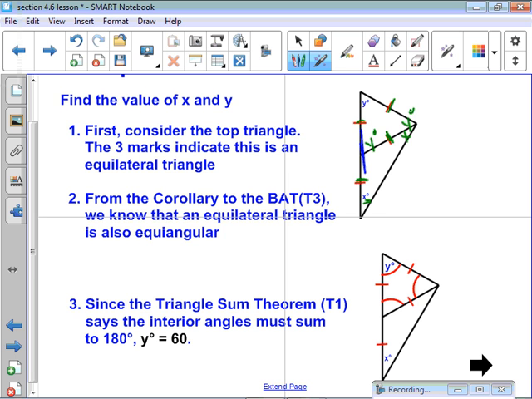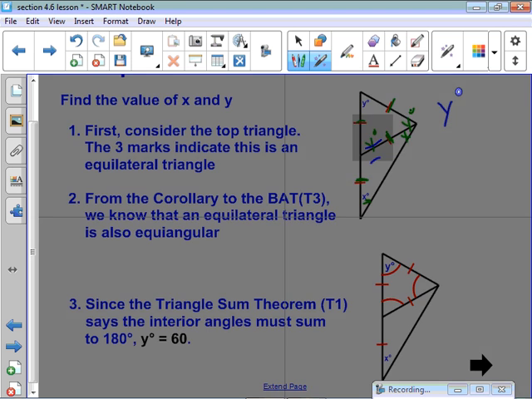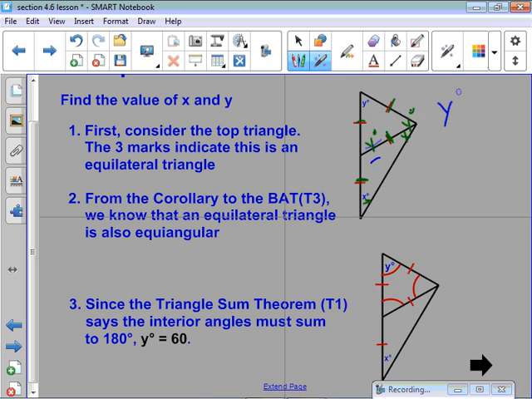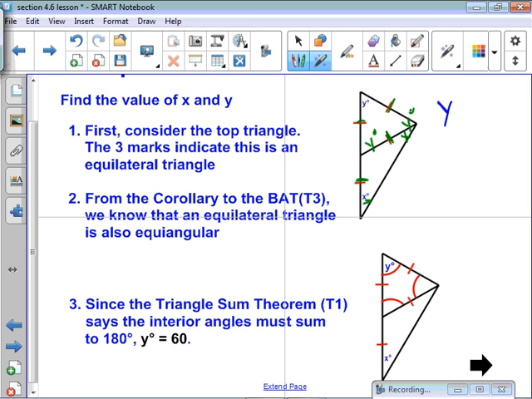This is a straight line, so this angle here and this angle here must be a linear pair. So y degrees plus this guy here is equal to 180. So I know that I can find this guy by doing 180 minus y. But the problem is I don't know what y is yet, do I?